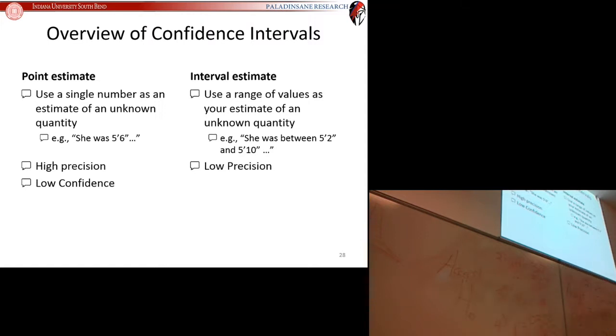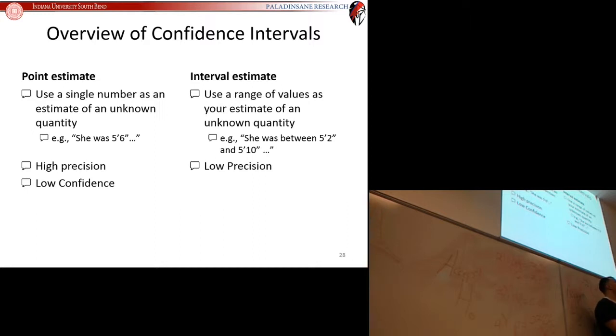If the policeman asks you, are you sure? You might say, yeah, I'm pretty sure she was 5'6". And if they say, are you really sure? You might say, well, no, not really. She could have been 5'5", she could have been 5'4". 5'6" is my best estimate, but you have low confidence in that estimate, because anything other than 5'6" and you're wrong. If she's 5'4", you are incorrect. If she is 5'5", you are incorrect. If she is 5'6.5", you are incorrect. So your estimate of 5'6" comes with very high precision, but extremely low confidence.